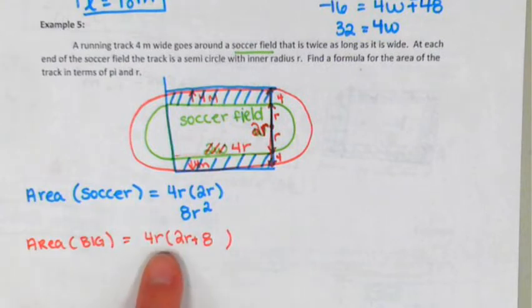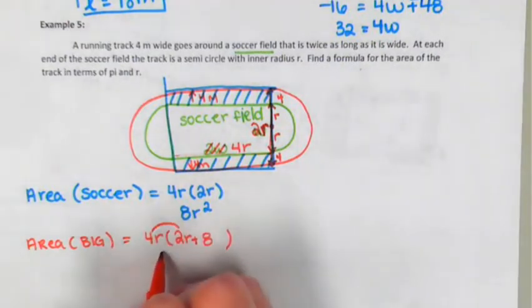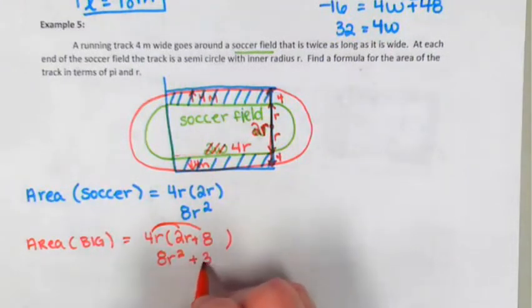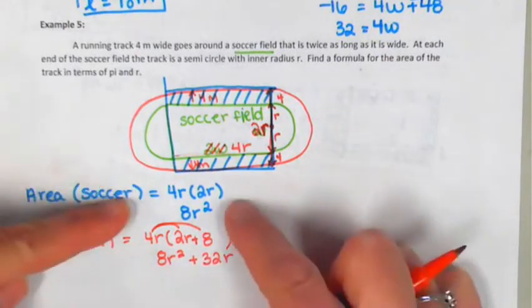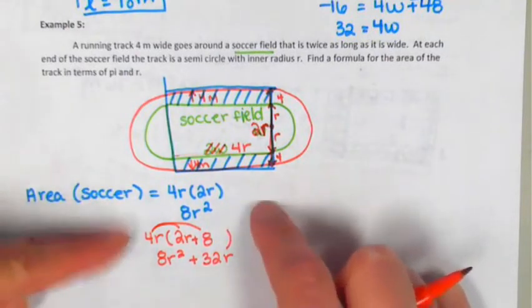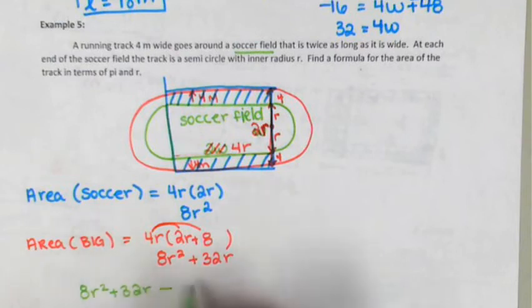So can I find the area now of my big? Yeah. So what's 4R times 2R? 8R squared. And 4R times 8? 32R. Okay. So now we have our big and our soccer field, the small. So what do I do to these 2 areas to just find the blue? Not set them equal, subtract, right? So we're taking 8R squared plus 32R minus what? 8R squared.